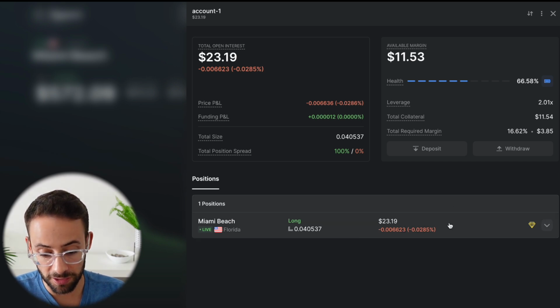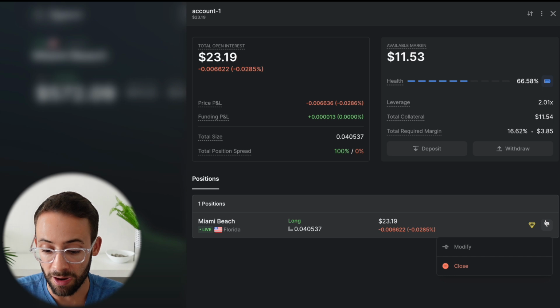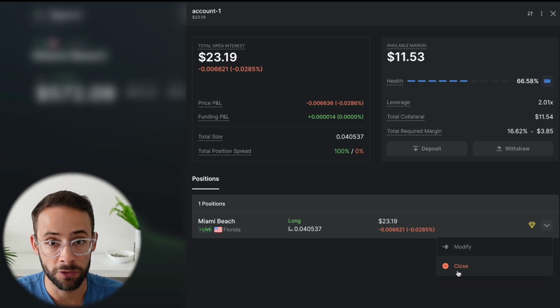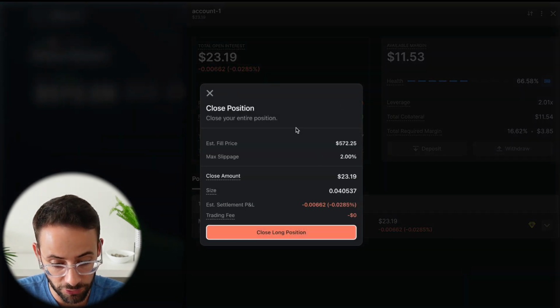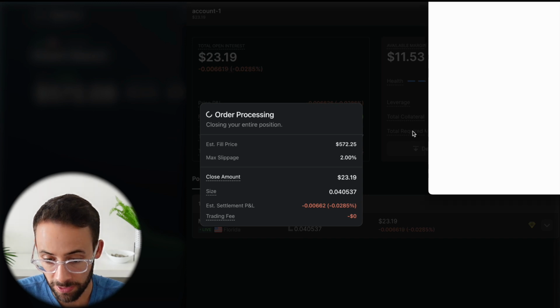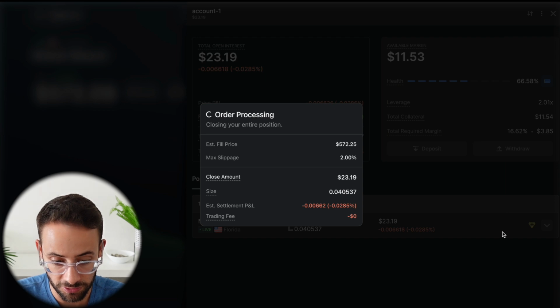So currently I'm tracking the profit and loss on this. It's down 0.02%. But if I keep this open every day, I'll earn additional points, and whenever I want to, I could close it. So just for the purposes of the tutorial, I'll show you what happens if you want to close it. You just click on this button here, hit close, and then it pops up asking you to confirm. I'll hit close long position, and then it pops up again in the wallet asking me to confirm another transaction. So let's go ahead and do that.